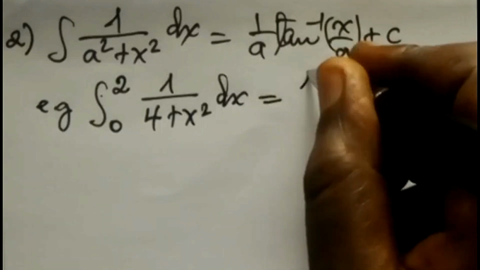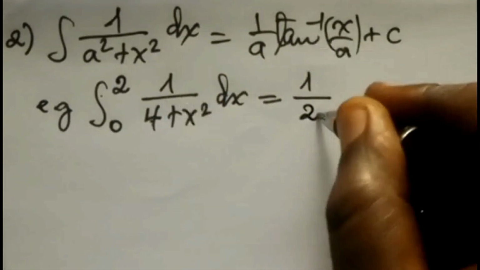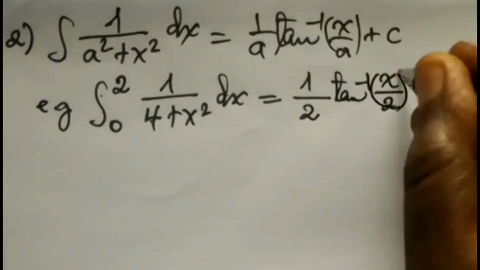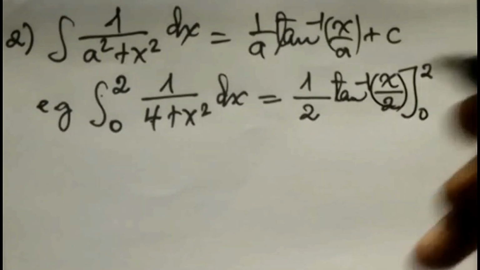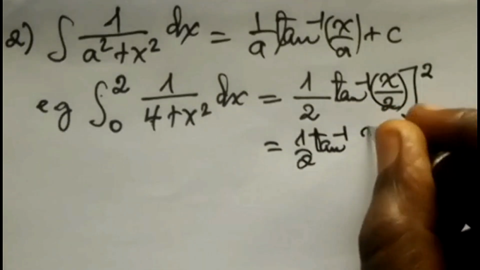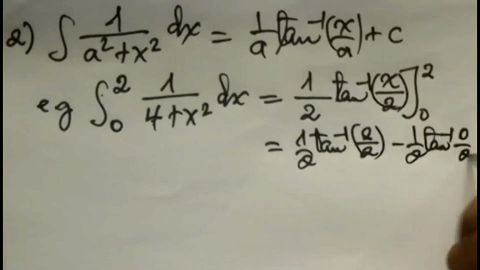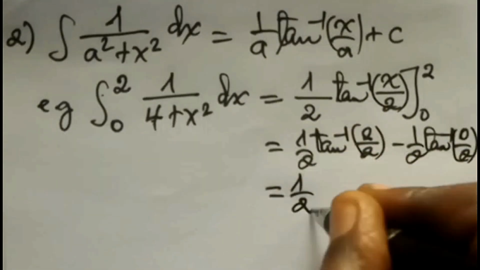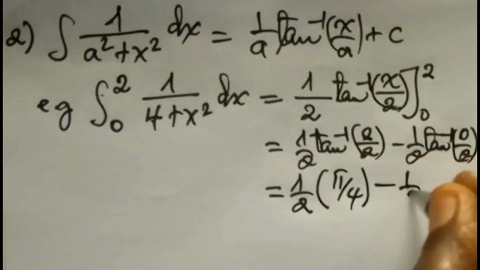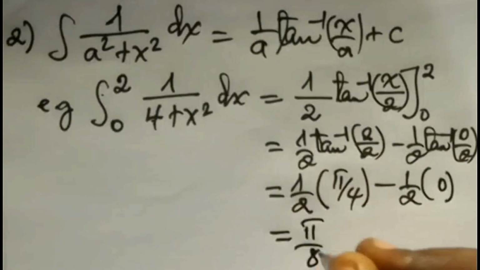This should be 1 all over a being the square root of real constant again, like in the first case, which is 2, tan inverse of x all over that a, which is 2. And we're integrating from 0 to 2. This gives half tan inverse of 2 all over 2 minus half tan inverse of 0 over 2. And we have half into tan inverse of 1, which is 45, pi on 4, minus half tan inverse of 0, which is 0. So the result is pi all over 8.